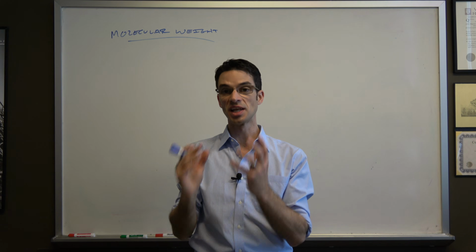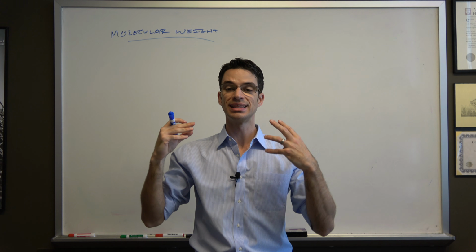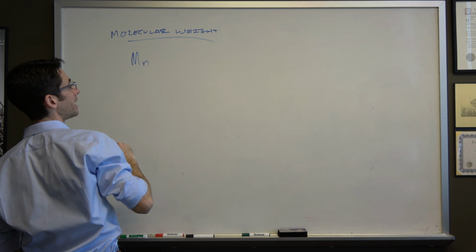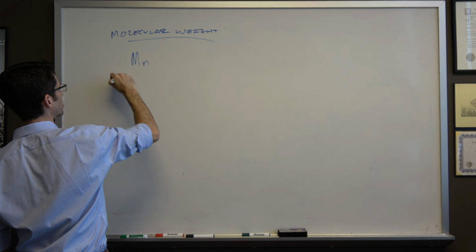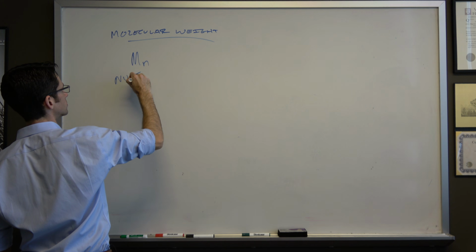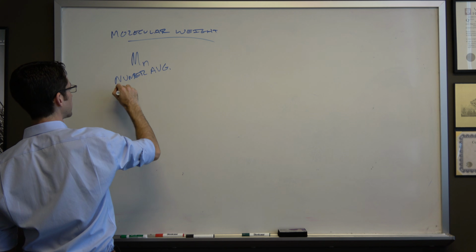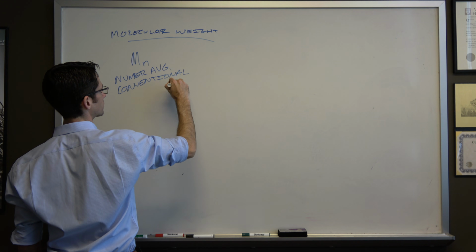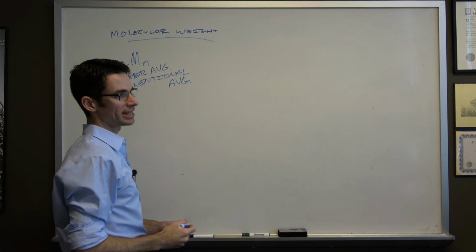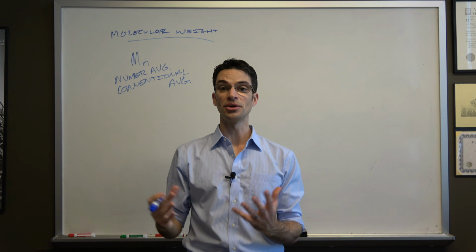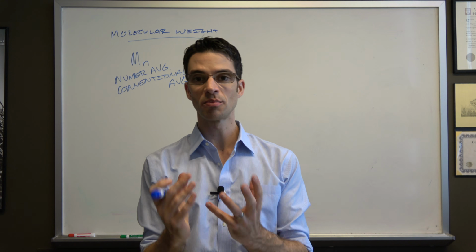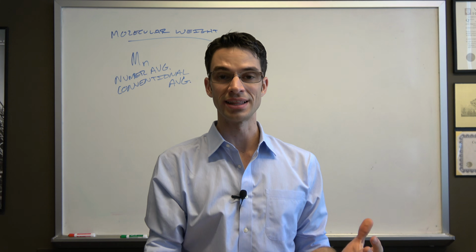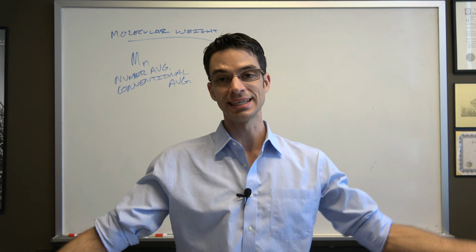You can imagine the number average molecular weight. This is the conventional average, and it has the symbol M sub n. This is the number average, or conventional average. And by conventional average, I mean exactly what you think of as an average. So you take the number of objects, you add up the weight of the entire sample, and you divide by the number of objects. And whatever that is, is the average weight.